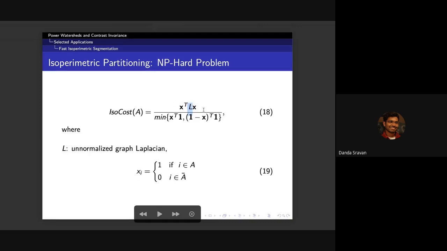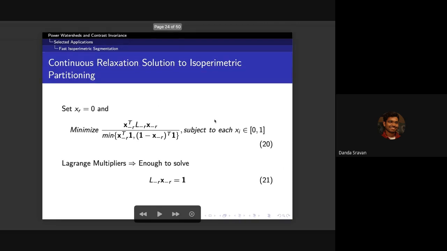I mean, you can just check it in case you haven't seen it. And the denominator, I can simply write it as x transpose 1, and this 1 is a 1 vector. So this is simply the number of nodes in A and A complement. When I pose this as a continuous relaxation problem, instead of constraining my xi's to only two discrete values, I allow them to take any continuous value between 0 and 1.